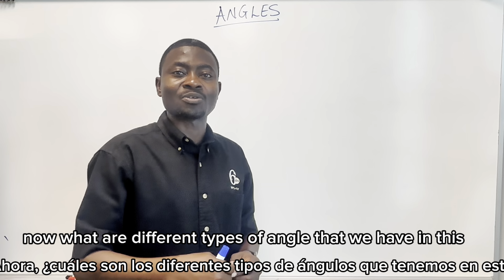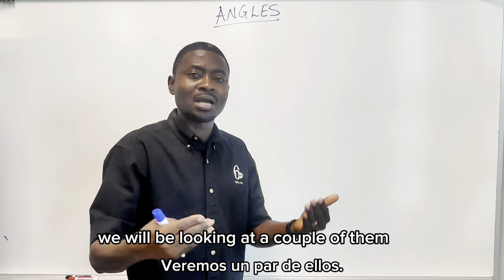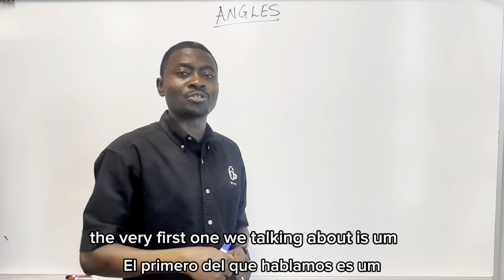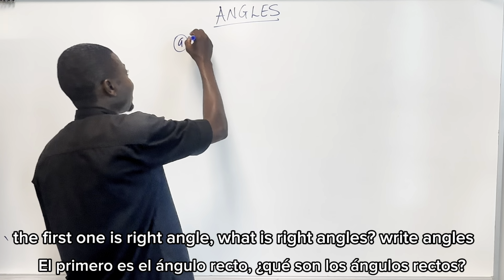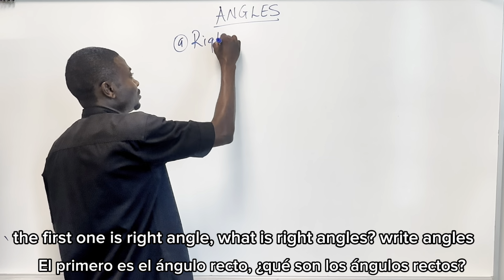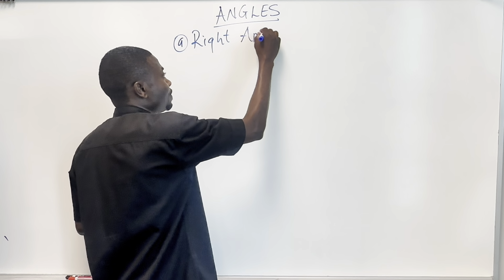Now, what are the different types of angle that we have in this video? We'll be looking at a couple of them. The first one we'll be talking about is right angles.